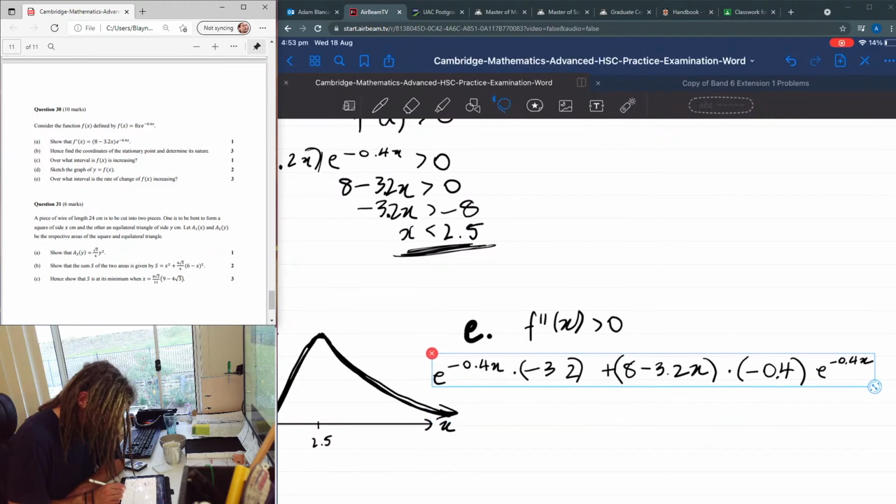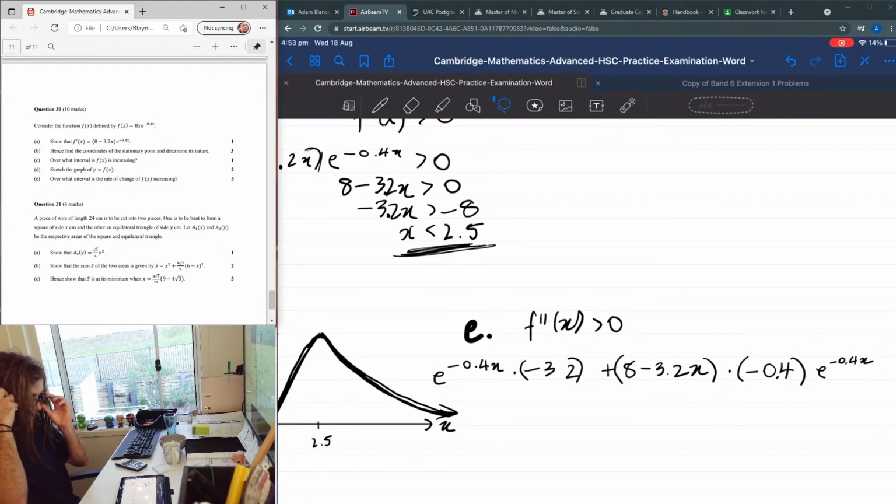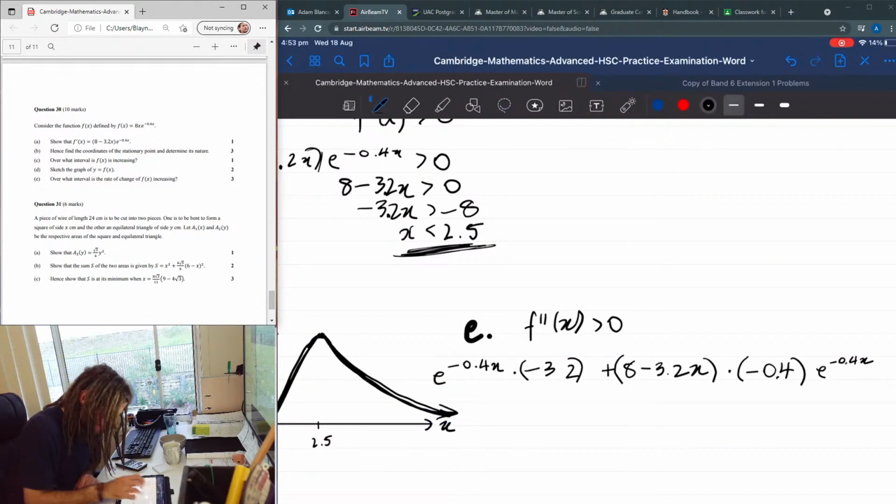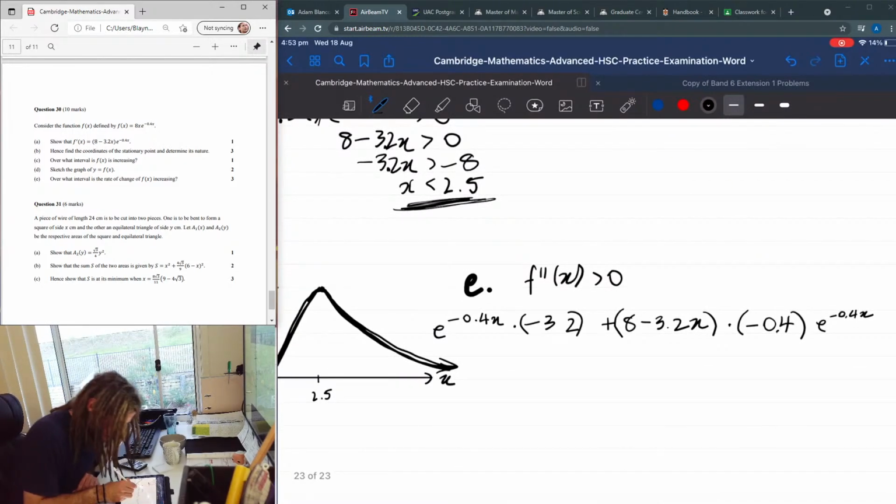So I wonder when that's bigger than 0. Maybe I should have tidied this up before. Okay, what do I have in common? I've got an e to the negative 0.4x in common. There's a minus 3.2 plus minus 0.4 times 8 minus 3.